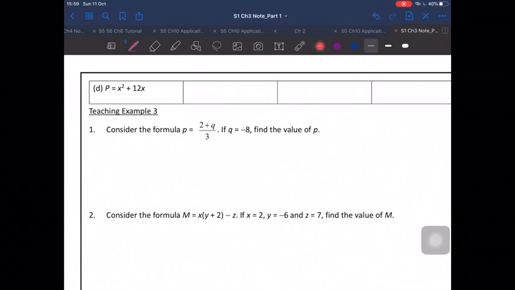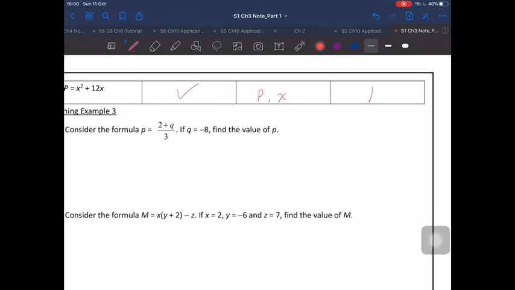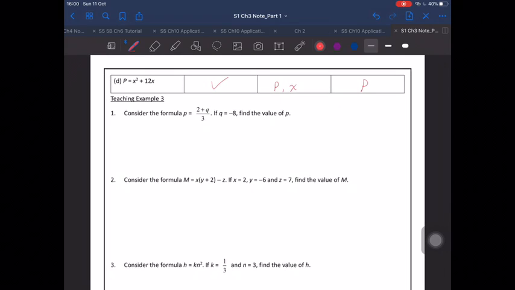So and then next for this part, is it a formula? It has an equal sign, and we cannot solve the variable. Yes. So this is a formula. So and then also the variables will be P and X, and then the subject will be P. Only P is on one side alone in this formula.